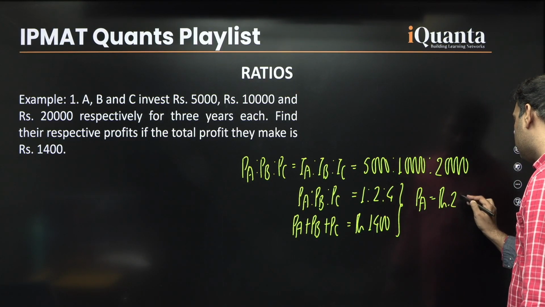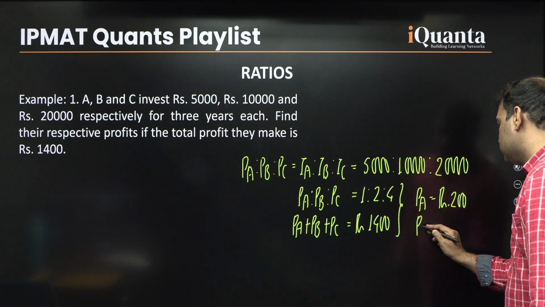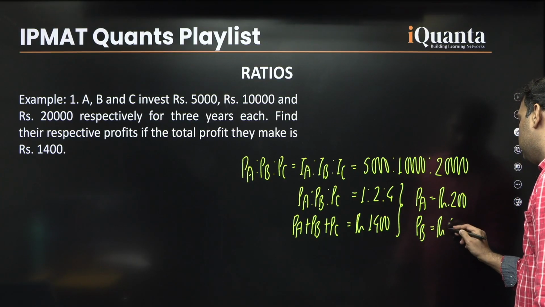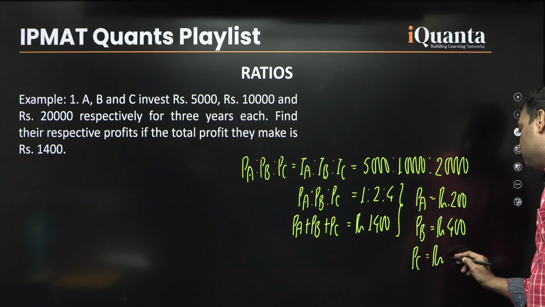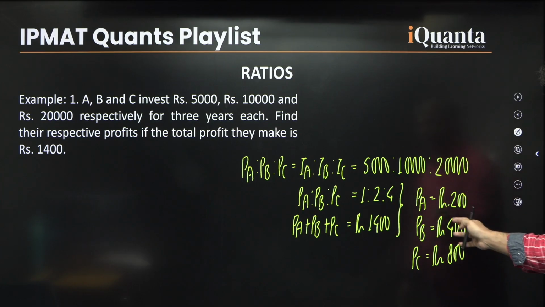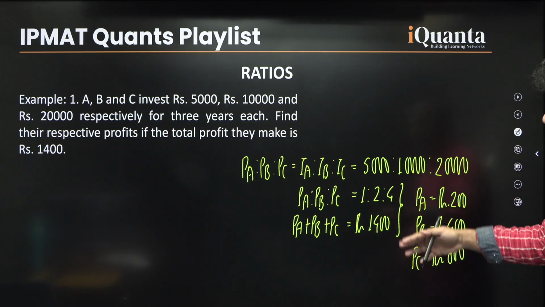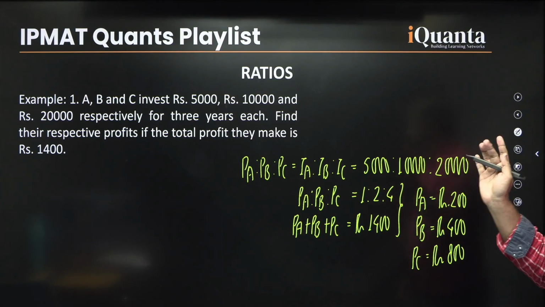All right, the profit of B, which is 2, must be 400, and the profit of C, which is 4, has to be how much? Has to be 800. Okay, you can check the ratio and the sum as well if you would like to. So this is a very simple example to understand simple partnership.